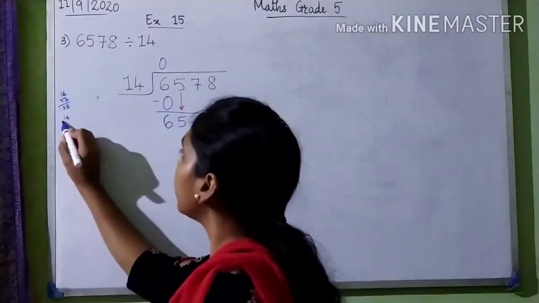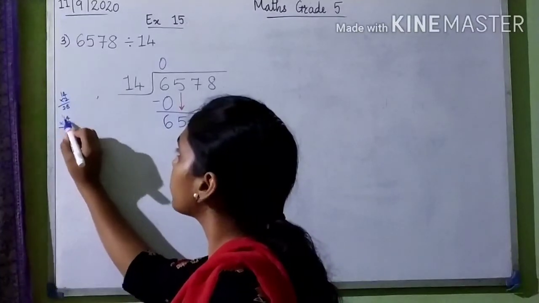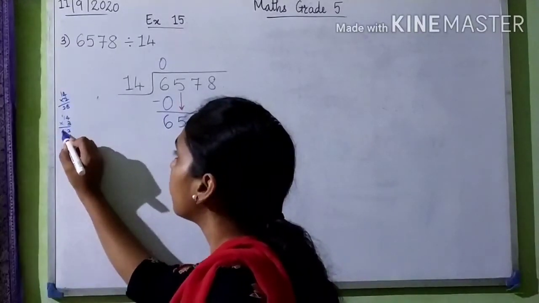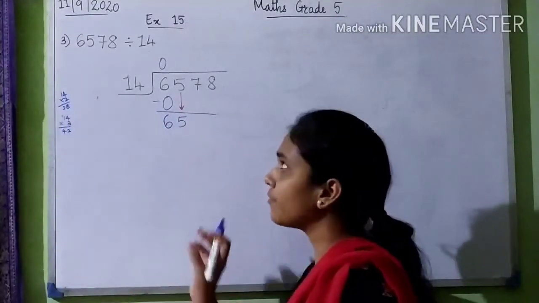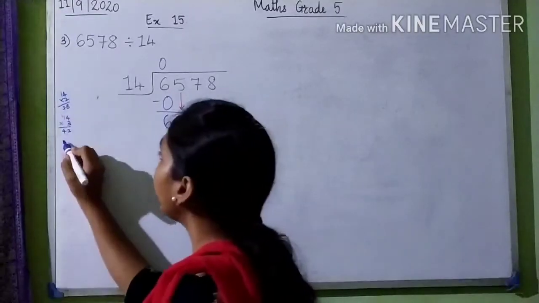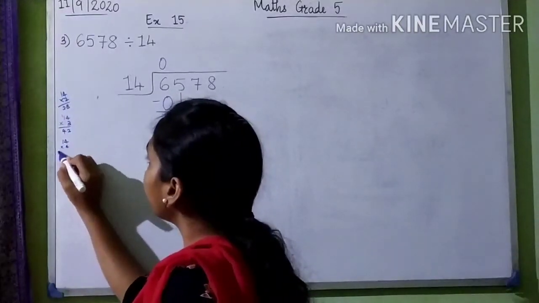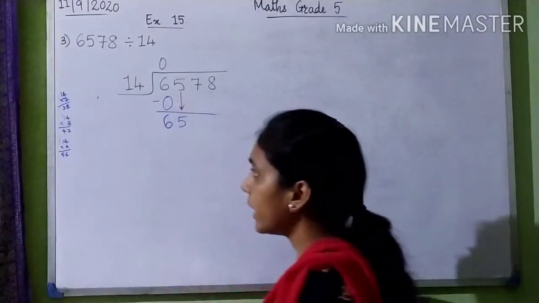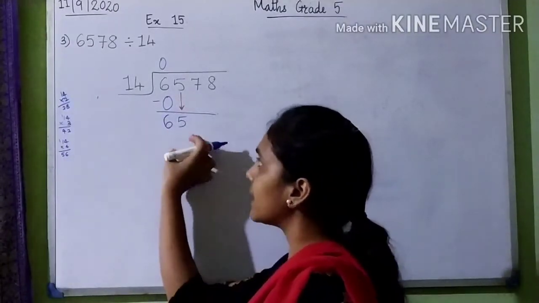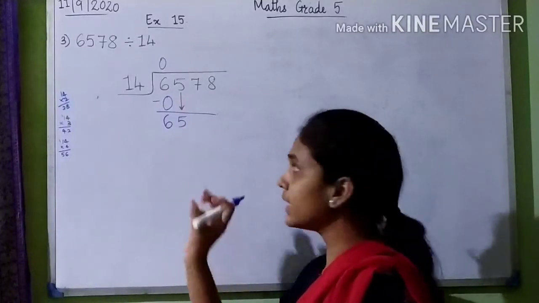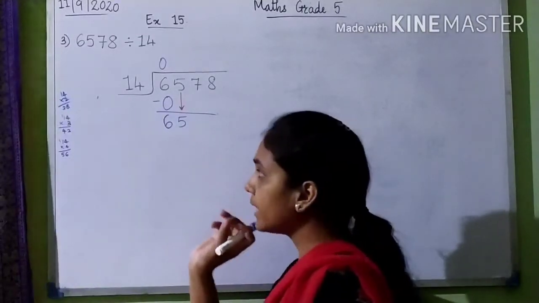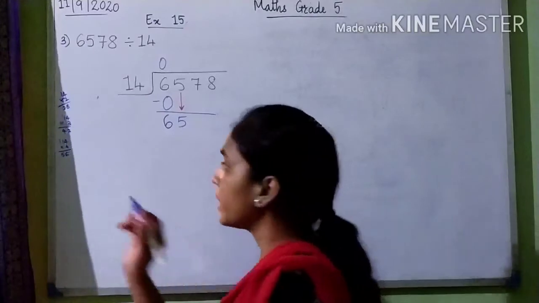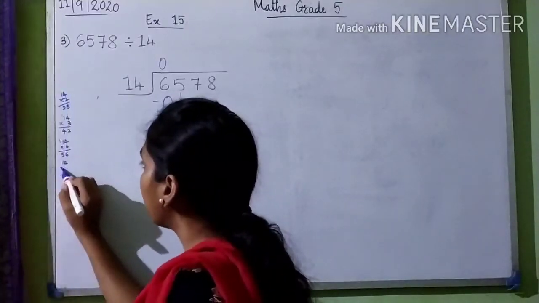So 14 into 3 is how much? 3 4s are 12, 3 1s are 3, 4. So 42. 42 is again very less than 65. Let's check for 4. 14 into 4 is 56. Now we have got 56, which is a little bit near to 65. But we will check for 5 also. What is 14 into 5?